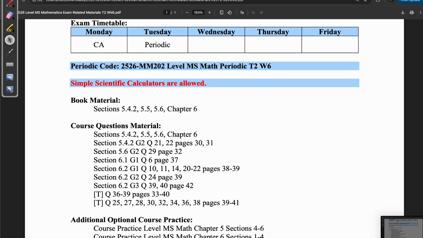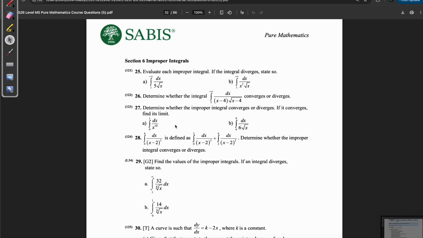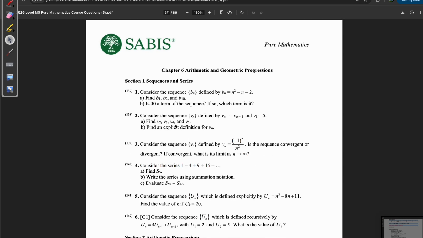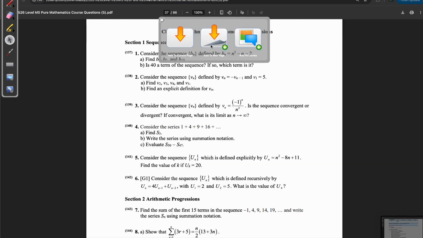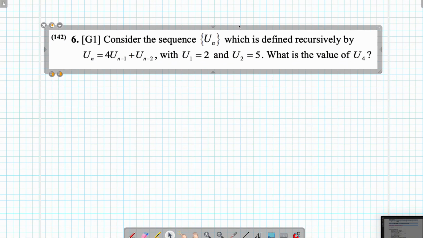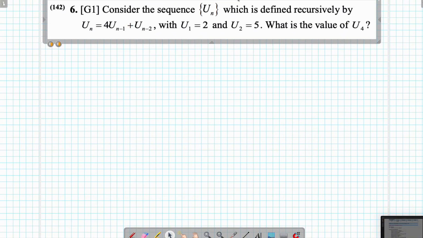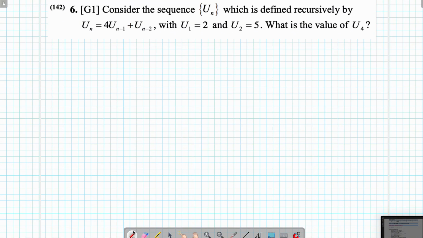So now we will be moving on to 6.1, question 6, page 37. Finally finished all of this area stuff. Now we move on to sequences. Consider the sequence un, which is defined recursively by un is equal to 4un minus 1 plus un minus 2, with u1 equal to 2 and u2 equal to 5. So u1 is equal to 2, u2 is equal to 5.